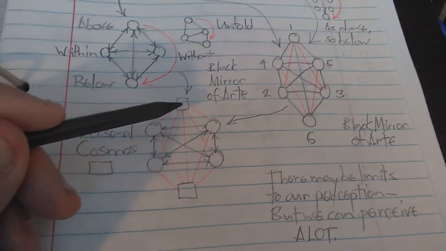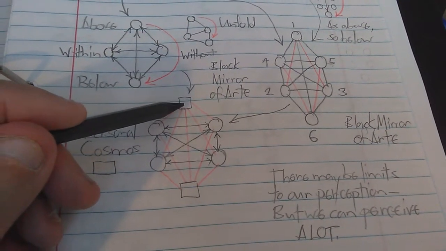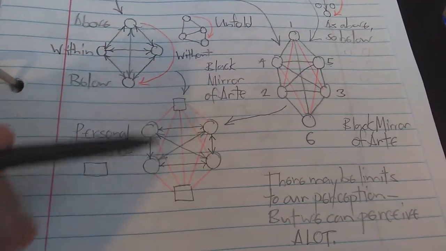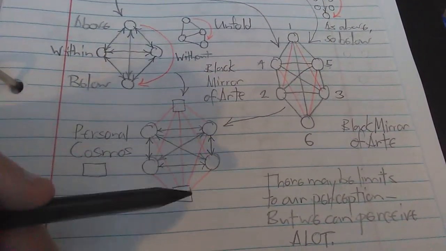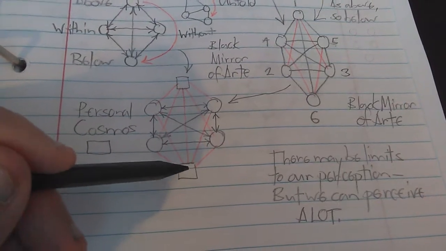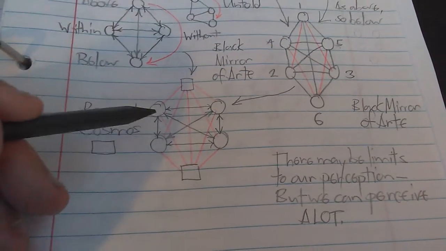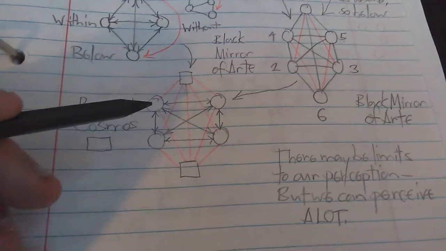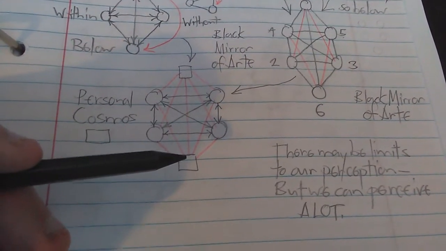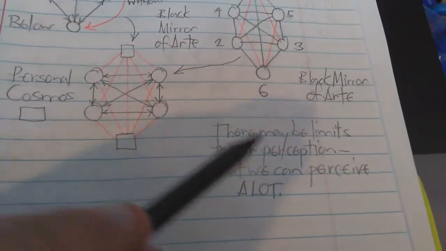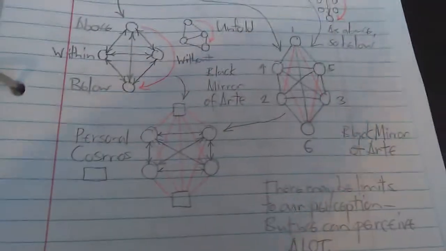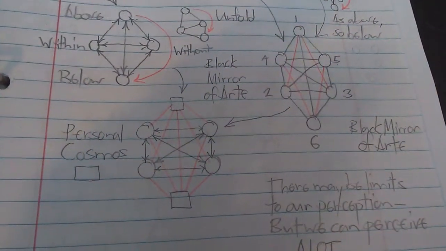We have an upper cosmos, the upper realm, which is what we are seeking or ascending to. And we also have our personal cosmos here, the manifested realm, which we are always using, always taking advantage of. And so what this indicates with the 3 cards, there may be limits to our perceptions, but we can perceive a lot.